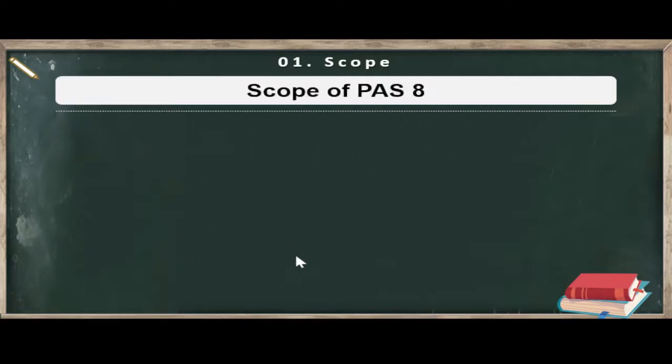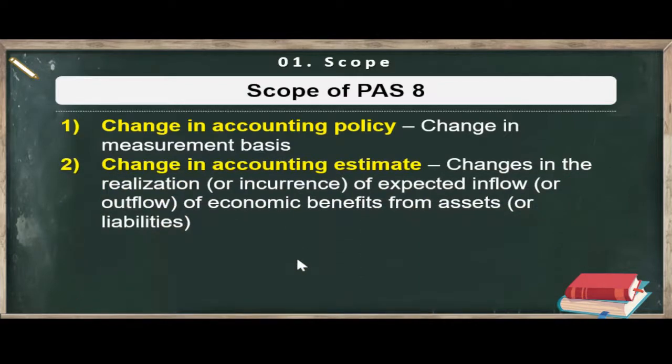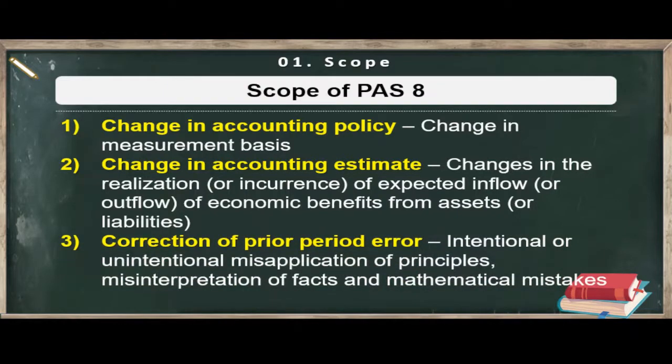Basically, there are three main topics in PAS 8. First is the change in the accounting policy, which refers to change in the measurement basis. Second, we have the change in accounting estimate, which includes the changes in realization or incurrence of expected inflow or outflow of economic benefits from assets, or it could also be from the liabilities. And we have correction of prior period error, which refers to intentional or unintentional misapplication of facts and mathematical mistakes.